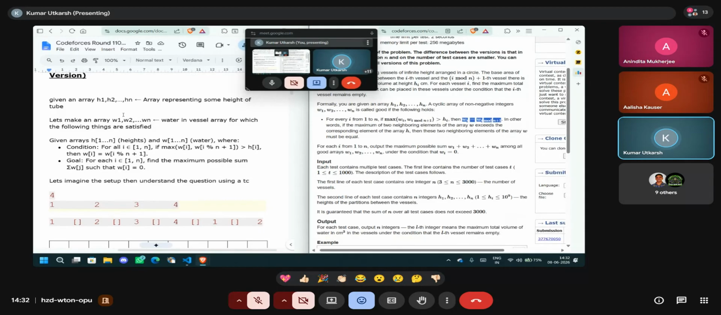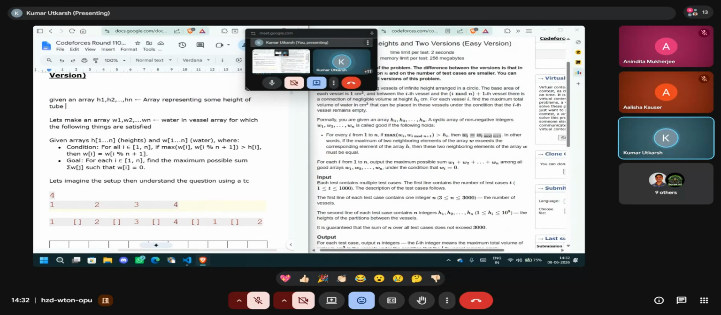So what do we mean? We have an H1 array, kind of. It's representing some height of some cube. You can imagine it like this. And it's also said it's a cyclic array. Okay.